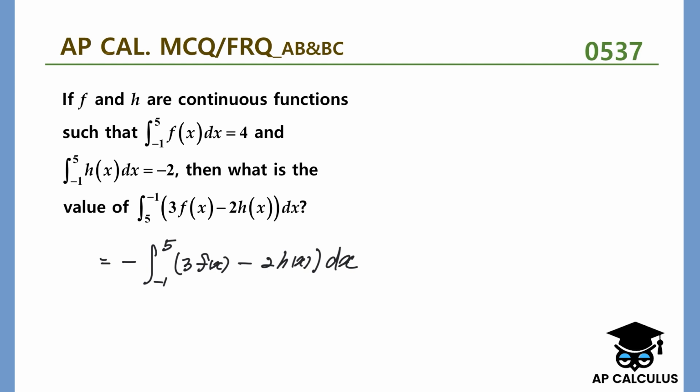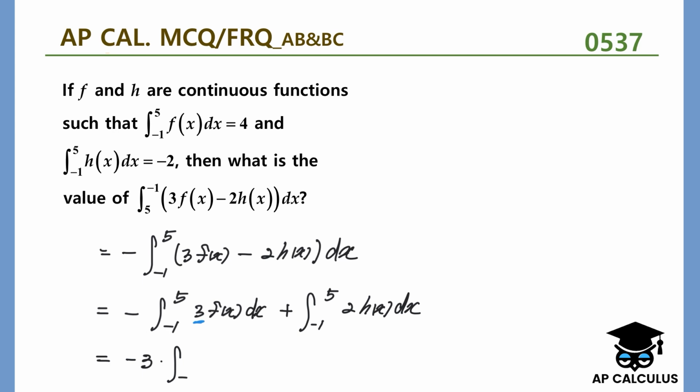Now let's separate this integral into two different integrals. If we have a plus or minus here, we can always separate it, okay? So that is equal to negative integral from -1 to 5 of 3 f of x dx. Here, negative times negative, that's positive, right? So plus integral from -1 to 5 of 2h of x dx. Okay? Now, we're going to rewrite this expression with the constants outside of the integral. So that's going to be equal to -3 times integral from -1 to 5 of f of x dx plus 2 times integral of h of x dx.